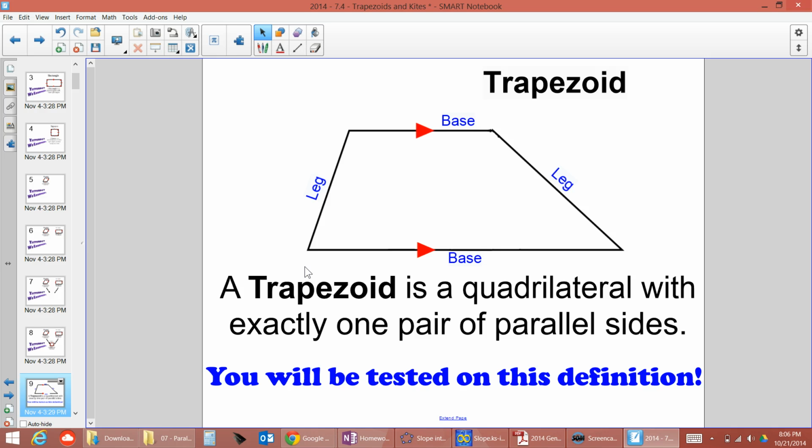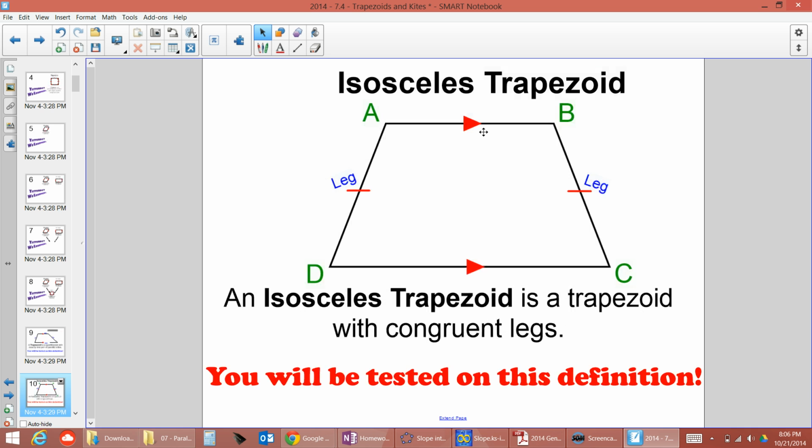A trapezoid is a quadrilateral with exactly one pair of parallel sides. I have two bases that are parallel to each other. I also have the legs of the trapezoid. You can think about a trapezoid as looking like a triangle whose top has been cut off. If you continue to extend these legs up, eventually you'd see a triangle, and the top part's been sliced off.